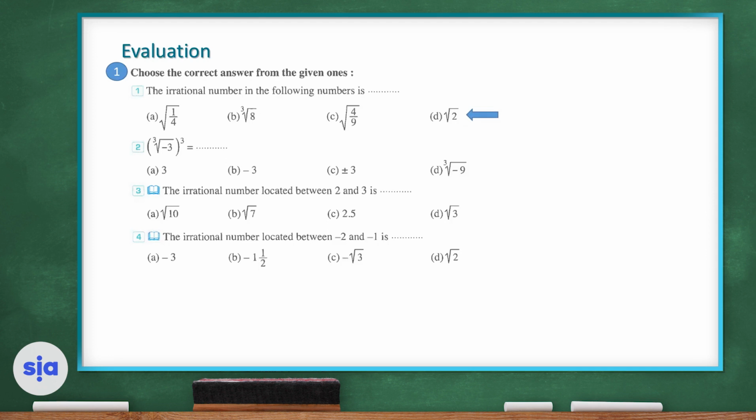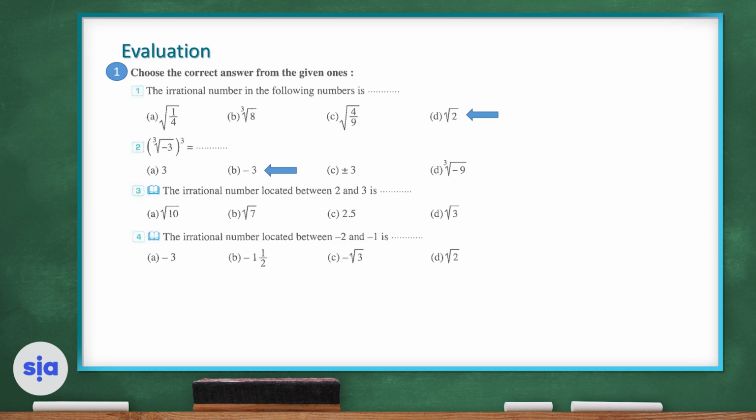Cubic root of negative 3, all to the power of 3. Excellent, as you said. The power of 3 cancels out the cubic root. So the result is negative 3, as we have it here in choice B.